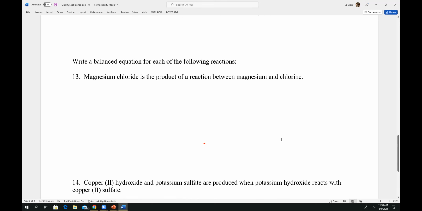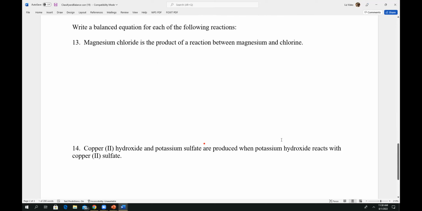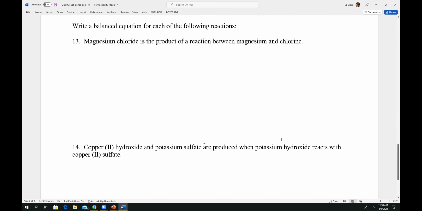Now it says write a balanced equation for each of the following reactions and tell which kind it is. All right, so we got, notice it says "is the product." That's a key word. That means it's going on the other side of the reaction.